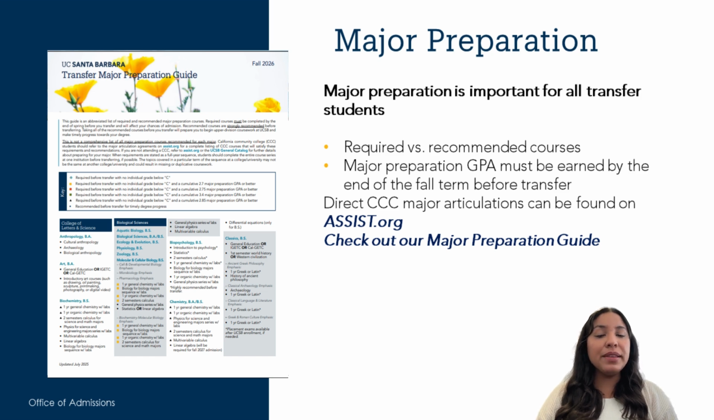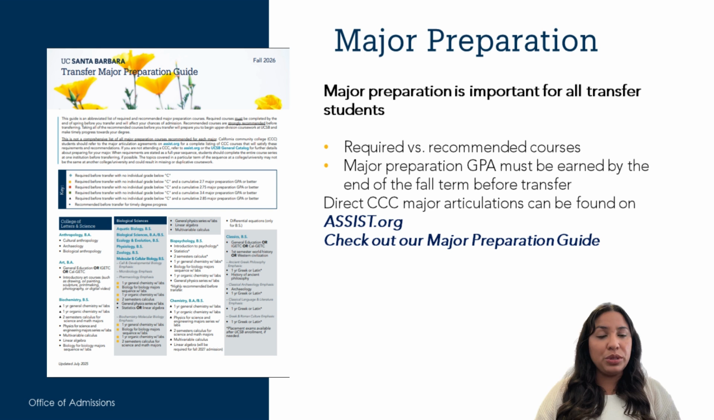Here at UCSB, there is some required major preparation for some of our selective majors. Required major preparation includes a set of courses that you'll need to complete before transfer for a specific major, with a required GPA and required grades that you need to earn in that specific coursework. There are required major preparation courses, and there are also recommended major preparation courses that will help you with your timely degree process. Major preparation specifics can be found on our major prep guide as well as on assist.org for students who are transferring from California community colleges.